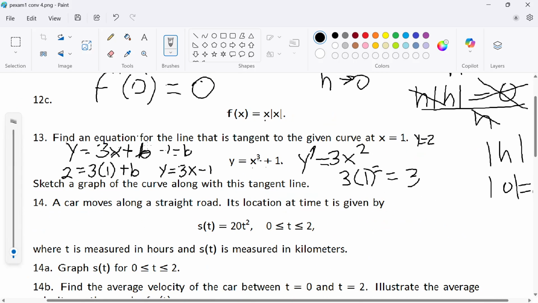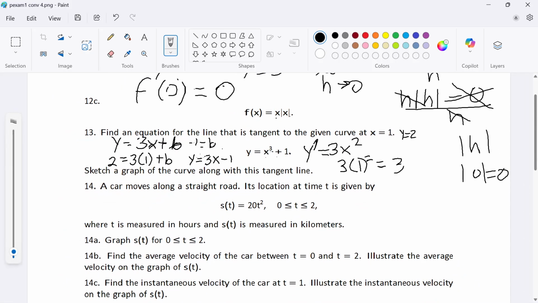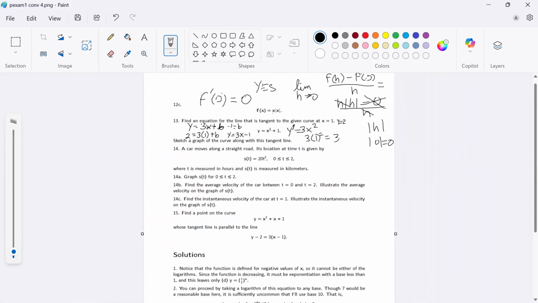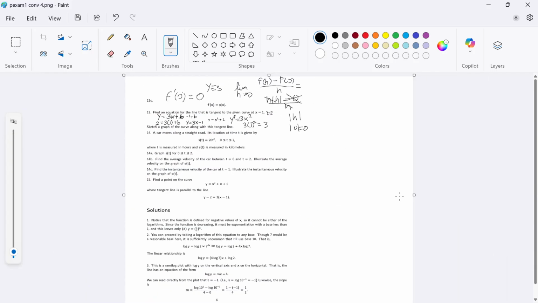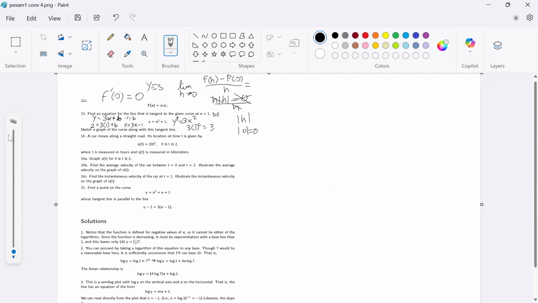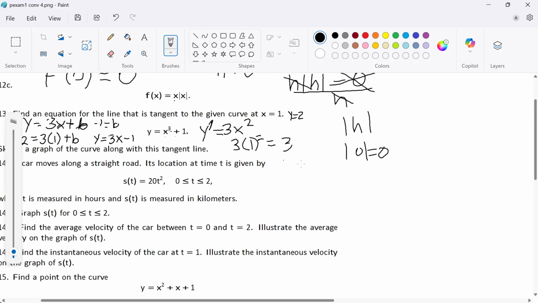So now it says, sketch a graph of the curve along with the tangent line. All right, let me put this over here. Hold on. I'm going to give myself some more room. Okay, so I want to graph y equals x cubed plus 1. Well, y equals x cubed, you should know these parent functions, looks like that. It's got a point of inflection at 0. Well, if I add 1, it means I move the whole thing up 1. So the point of inflection there is at 1.